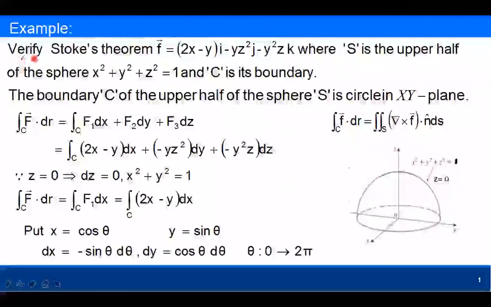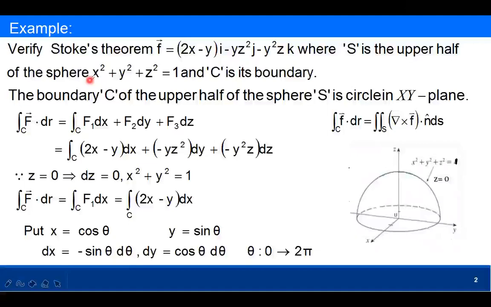So verify Stokes theorem for F bar equal to (2x − y)i − yz² j − y²z k, where S is the upper half of the sphere x² + y² + z² = 1, and C is the boundary of the surface.